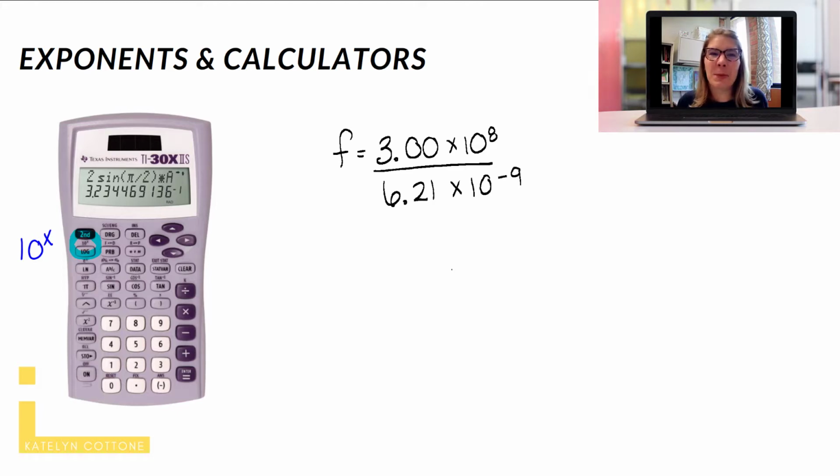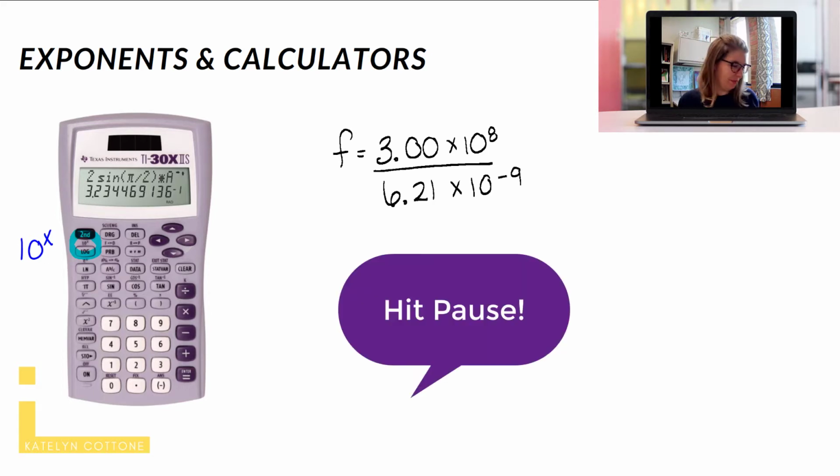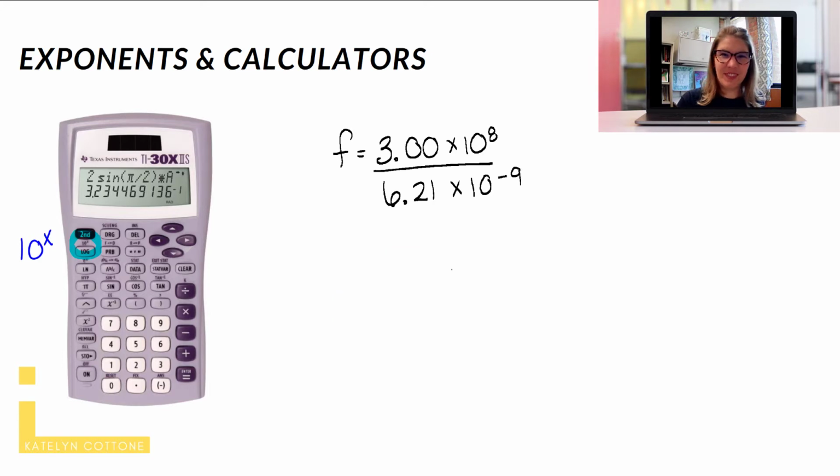So I have a practice problem here for you. Now that we know the buttons to push, go ahead, put this in your calculator and see what you get. So I'm going to wait for you, right? We'll pause and wait. Okay, are you ready to compare? You should have gotten 4.83 times 10 to the 16th power. If you got that, then you know how to put things in your calculator, and you will do a great job making sure that you get it right every time.